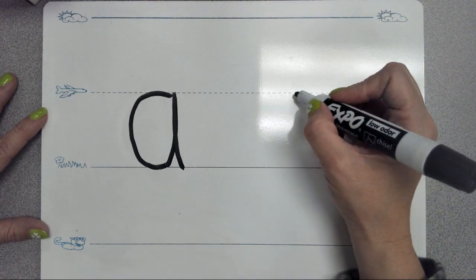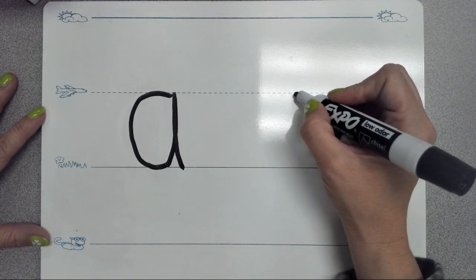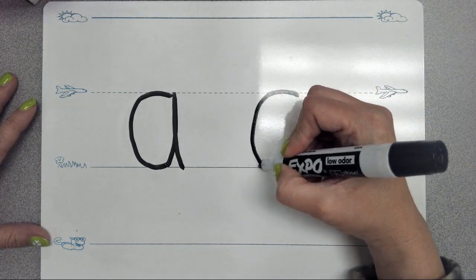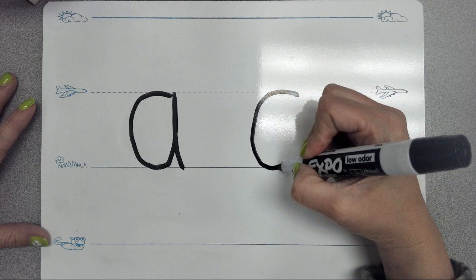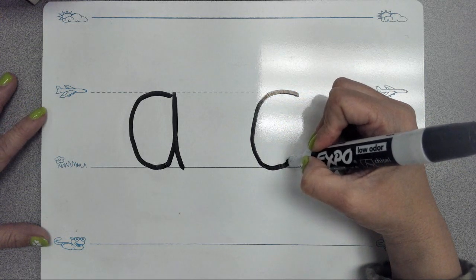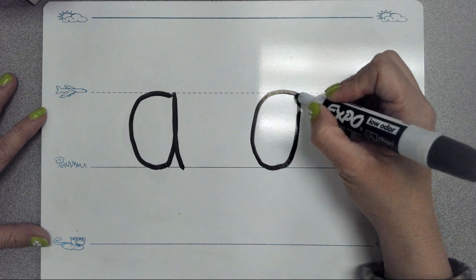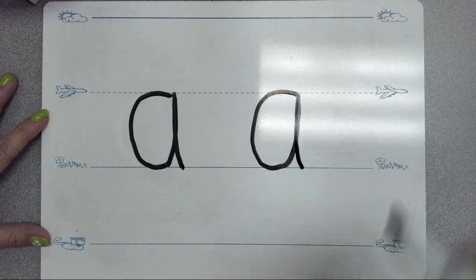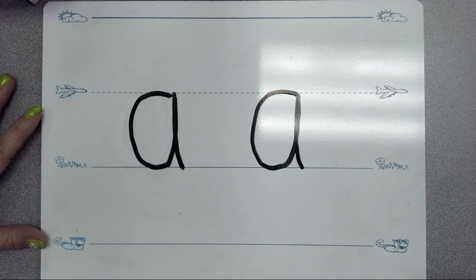Second time, here we go. Point to the plane line. Go back on the plane line and around down to the grass line. Go back up to the plane line. Trace back down to the grass line. A, apple, A.